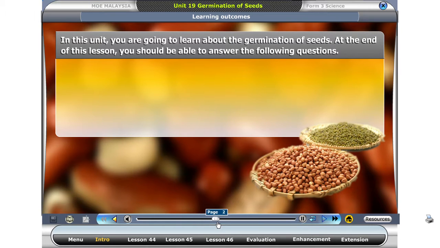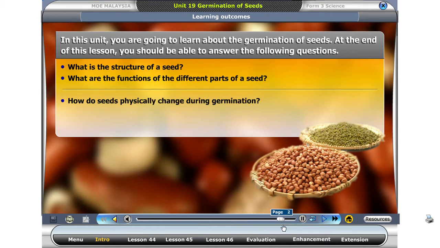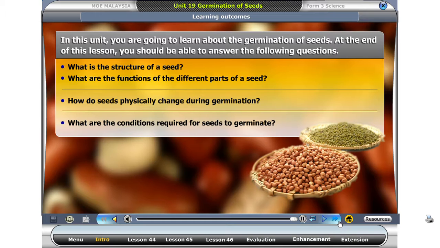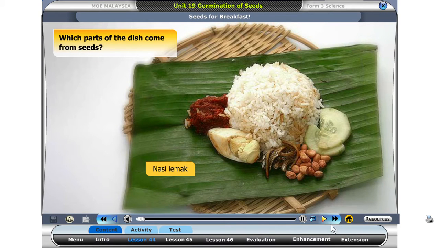In this unit, this is nasi lemak, our favorite Malaysian breakfast. Looks delicious, doesn't it? Which parts of the dish come from seeds?